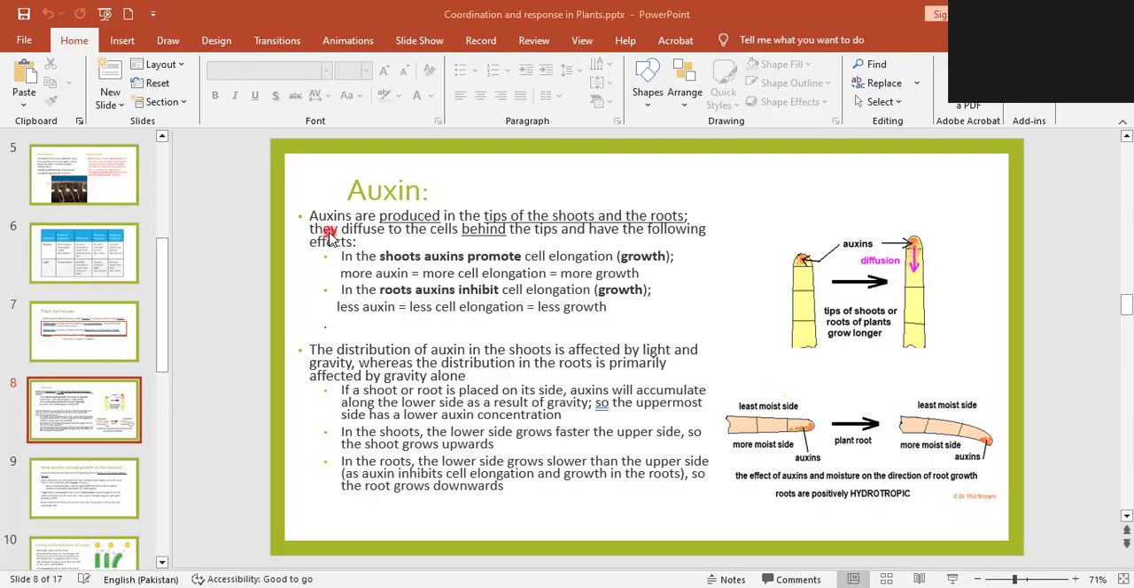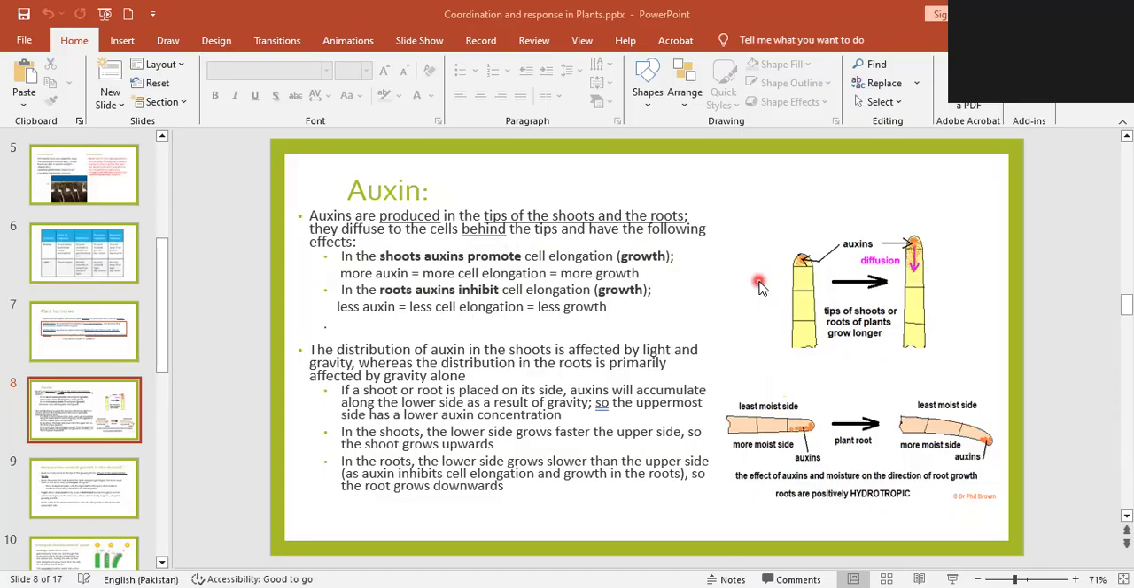Okay, in the shoot, now what? Let's go about it again. Auxins are produced in the tips of the shoot and the root. They diffuse to the cells behind the tip and have the following effects. See, they diffuse to the cells behind the tip, that is the shaded area. In the shoot, auxin promotes cell elongation. That is the growth, right? More auxin, more cell elongation, more growth, right? So auxin in the shoot tip is in higher concentration, more cell elongation, and more growth.